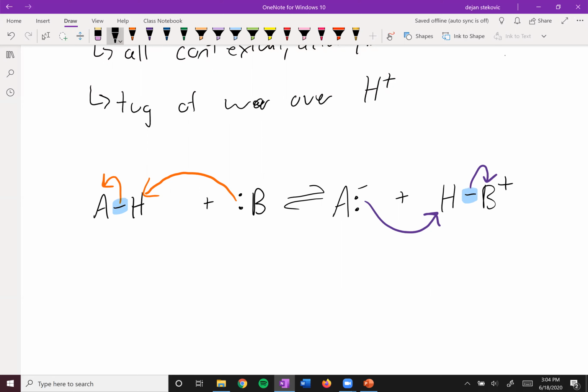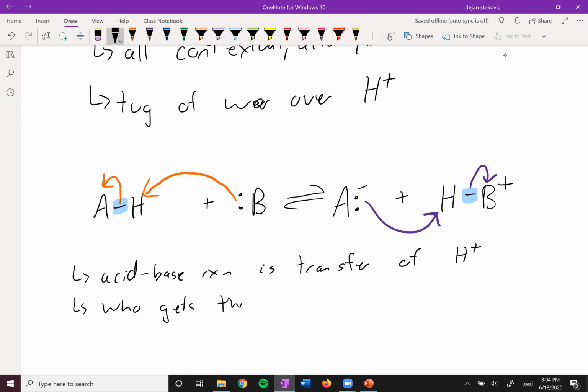So it's all about this A-H bond strength and this HB bond strength, right? So again, an acid-base reaction is the transfer of protons, or transfer of H plus, which is essentially just a proton. And then who gets this H plus at the end, or at equilibrium, depends on the, we'll call it, X-H bond strength.